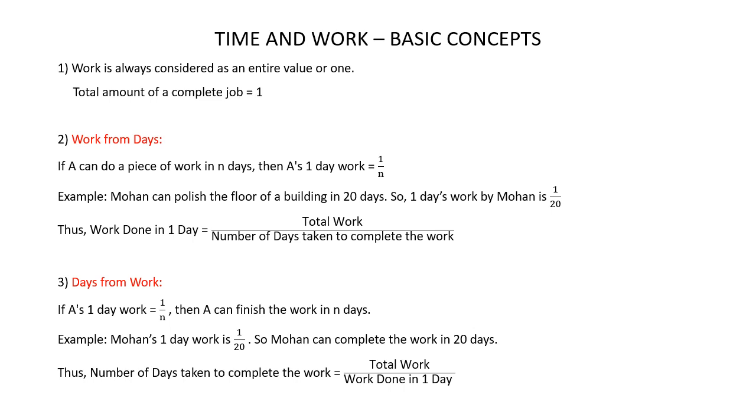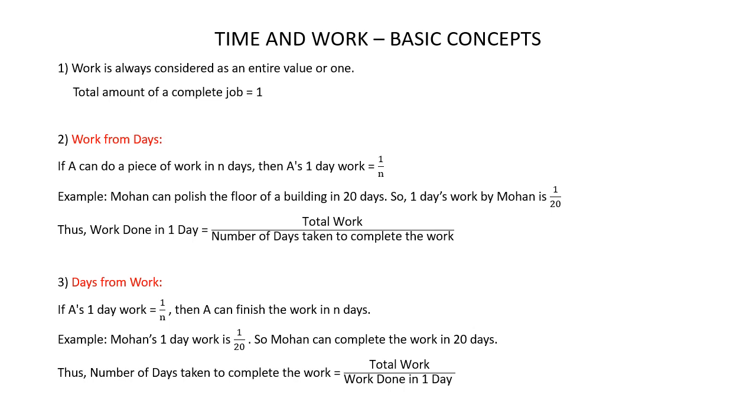Now let's see how to calculate work from days. If A can do a piece of work in n days, then A's 1 day work is equal to 1 by n. For example, Mohan can polish the floor of a building in 20 days. So 1 day's work by Mohan is 1 by 20. Thus, work done in 1 day is equal to total work divided by number of days taken to complete the work.